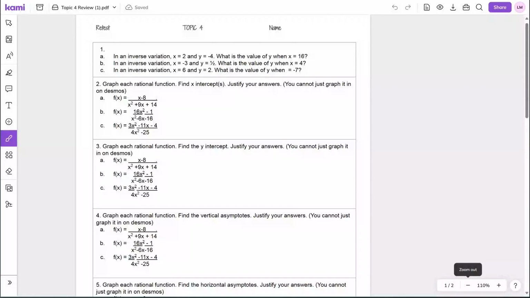So here's a little reminder video for topic for review. I'm going to go through each of these problems and just remind you, give you some hints on how to get them started. So number one, we're supposed to find the value of y when x is a certain number, and they give us information about this being an inverse variation.